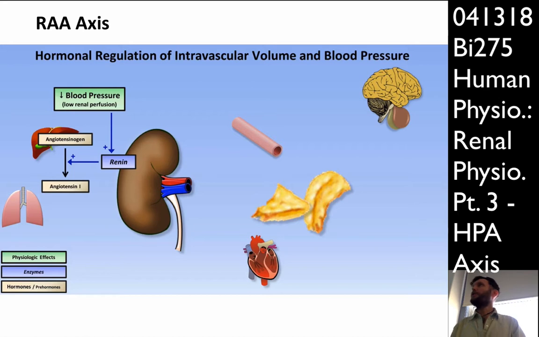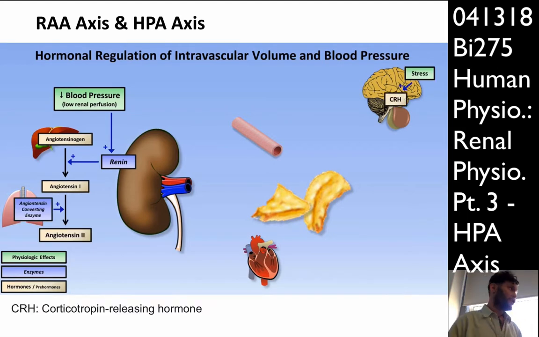But okay, so first, let's just review the RAA axis that we talked about. Here's the first part of it. So a drop in blood pressure at the glomerulus stimulates the production of renin. Renin is going to cause the conversion of angiotensinogen to angiotensin 1. Angiotensin 1 is going to get converted to angiotensin 2, which is the active form, by ACE, the angiotensin converting enzyme that's at the lungs. So this is all pretty established, and we'll get to what angiotensin 2 does in a moment.